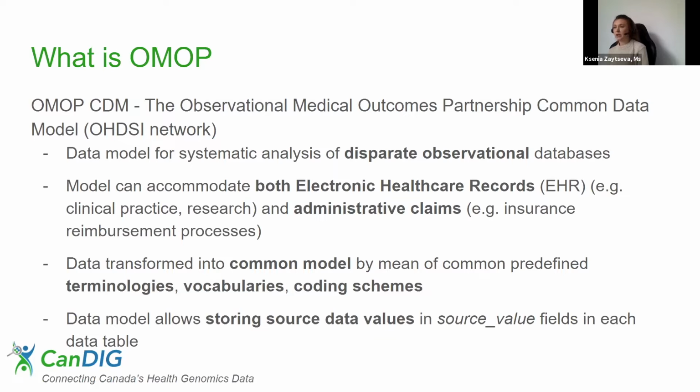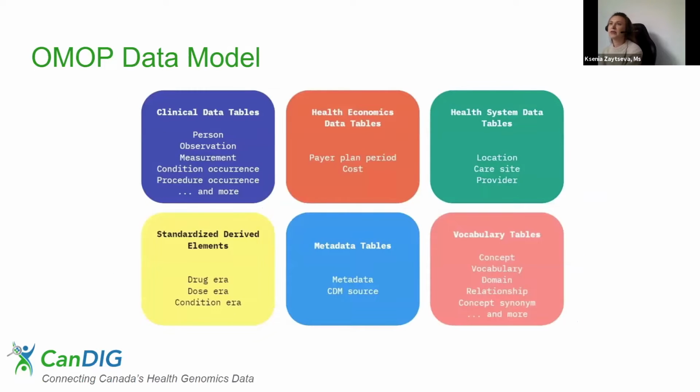The data is transformed into the OMOP common model by means of common predefined terminologies, vocabularies, or coding schemas. And the data model allows you to store source data values from the original database. For this, it provides source value fields in each data table within the data model. This is a diagram of the OMOP data model. It contains 6 blocks of different data tables. I would like to focus on clinical data tables and vocabulary tables because those two data types cover most of the data use cases that we have.